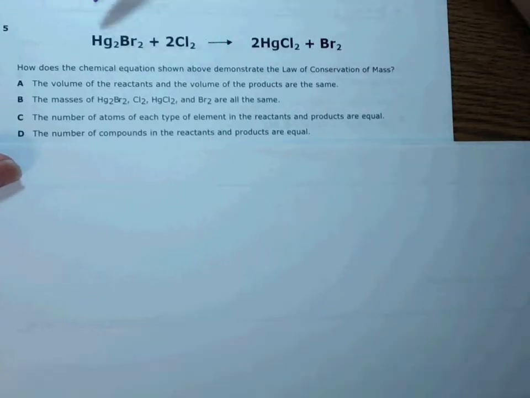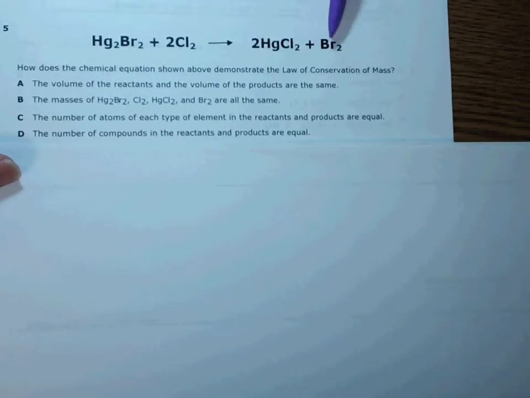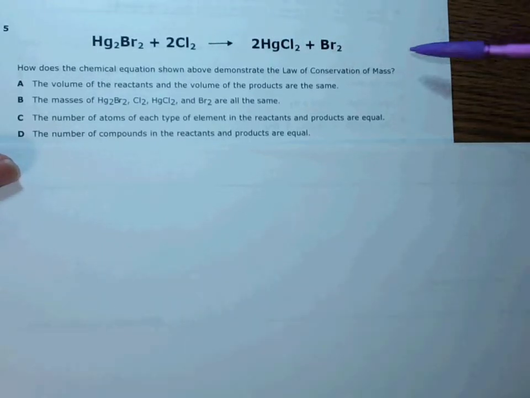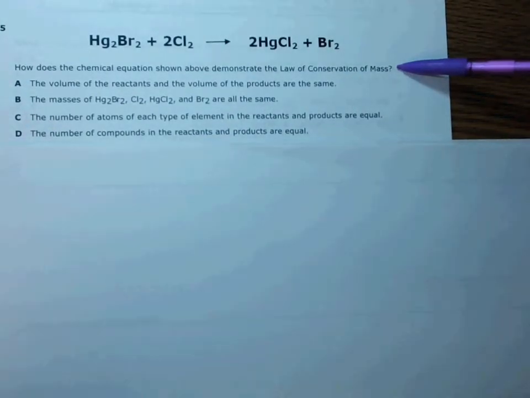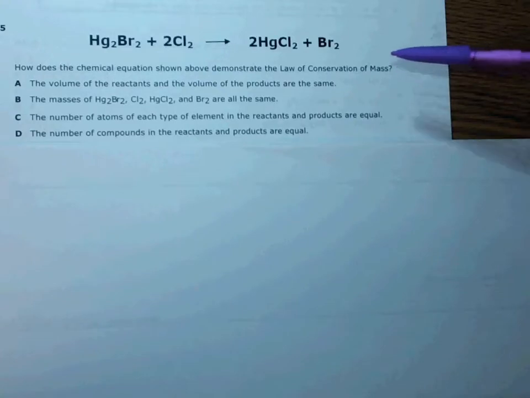Number 5. Hg2Br2 plus 2Cl2 yields 2HgCl2 plus Br2. How does the chemical equation shown above demonstrate the law of conservation of mass?